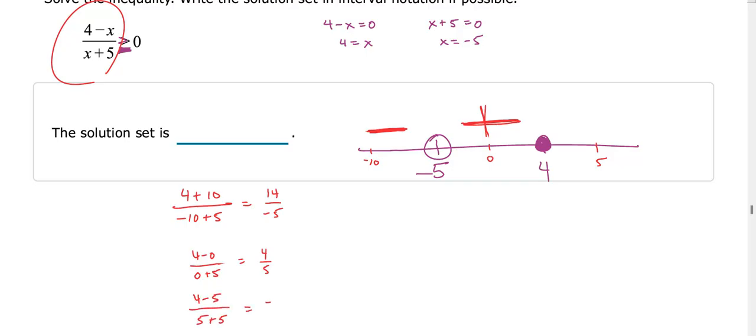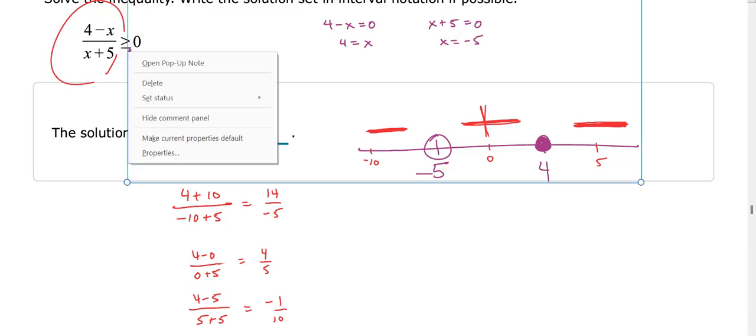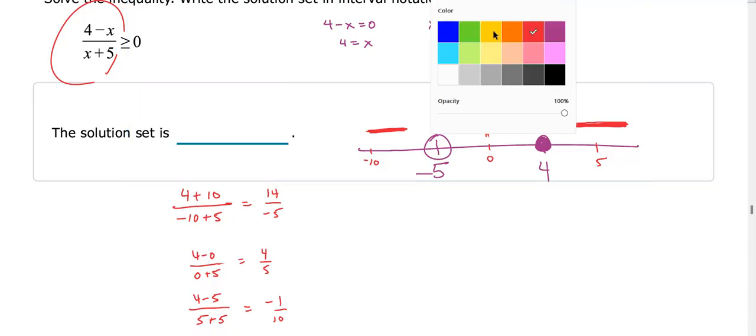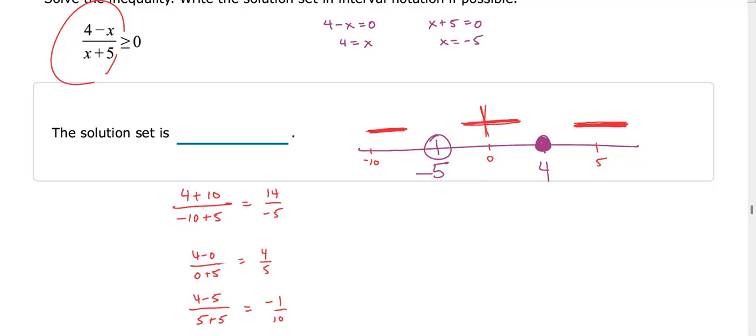Now, on my inequality, I want greater than or equal to 0. Greater than means positive. Greater than or equal to 0, those are the positive ones. So I want this piece. So my answer would be negative 5 with a parenthesis to 4 with a bracket. And that's the end of exam 2 review.